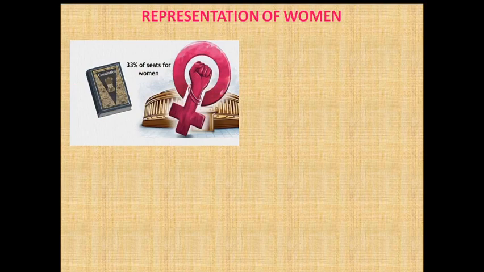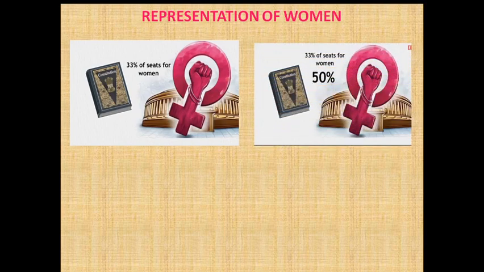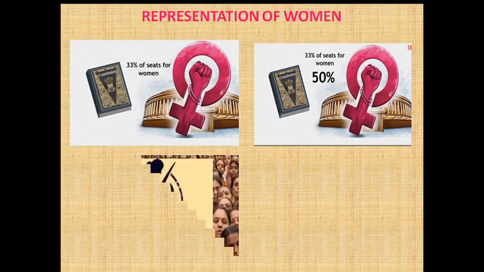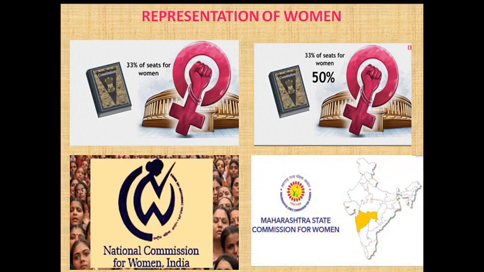The 73rd and the 74th Constitutional Amendment reserved 33% of seats for women in local self-governing bodies. And this reservation has been increased to 50% in Maharashtra and many other states. For mitigating injustice meted out to women, the National Commission for Women has been established. Similarly, commissions were set up at the state level also.